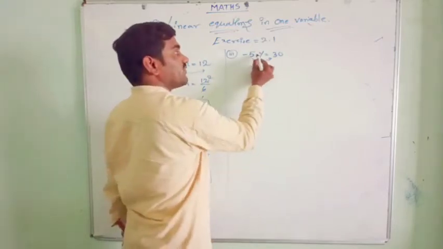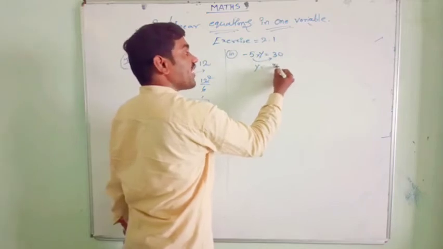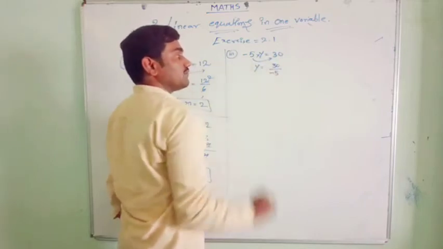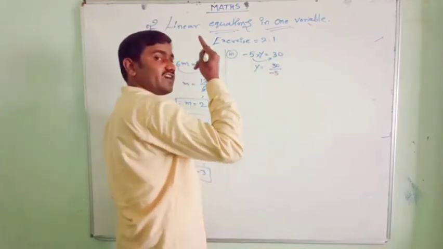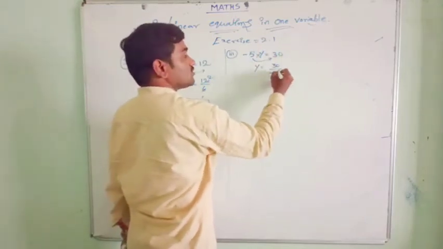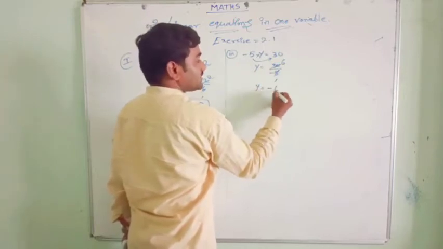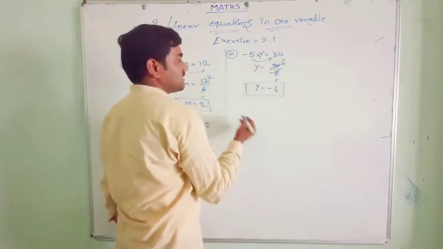So minus 5 is multiplying, yes. If you transport it to the other side, that minus 5 will divide. So 5 ones are 5, 5 sixes are 30. Then y is equal to minus 6.